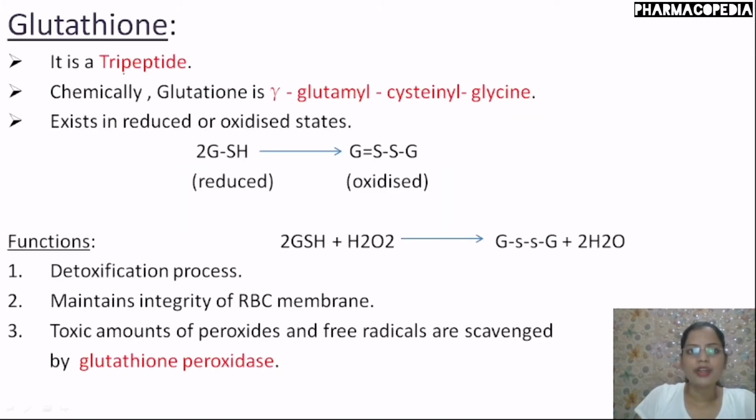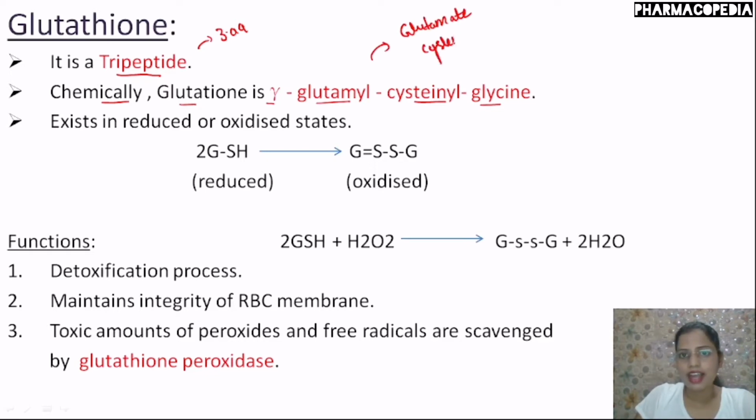This glutathione is a tripeptide. It means that it is made up of 3 amino acids. What are they? Chemically, this glutathione is gamma glutamylcysteinyl glycine. When you look at its structure, you see that glutathione is made up of glutamate, cysteine, and glycine.